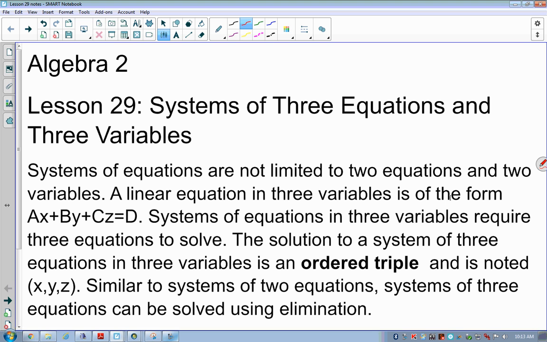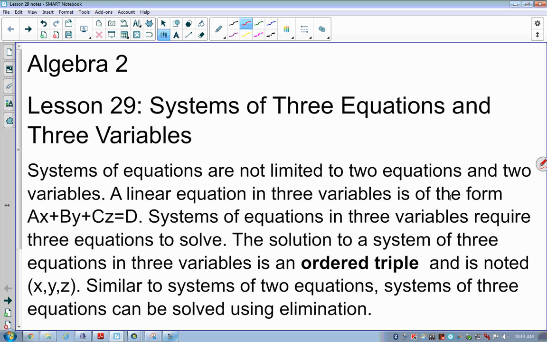Lesson 29, systems of three equations and three variables. We're going to go through the long way to solve this so that you can appreciate the simple way that I'm going to have you solve that the book doesn't go into, okay?